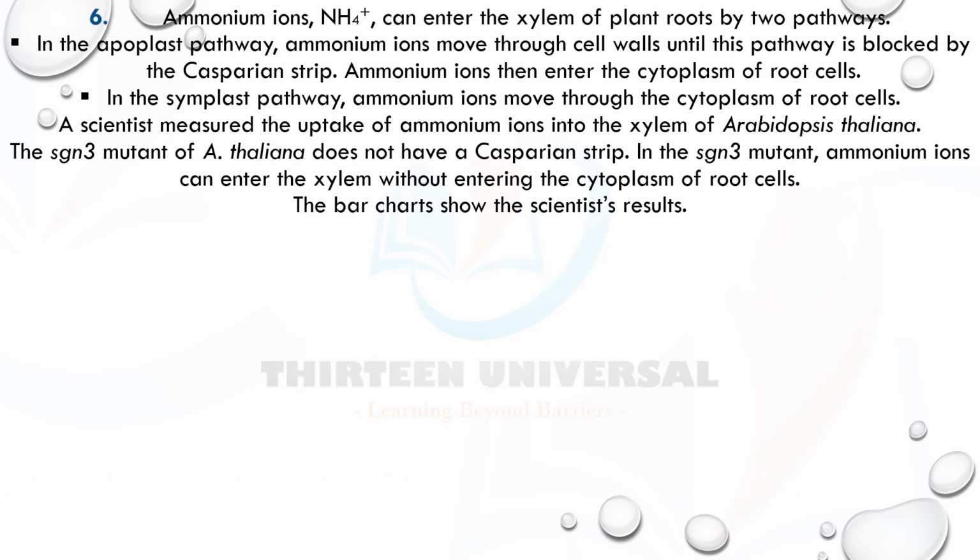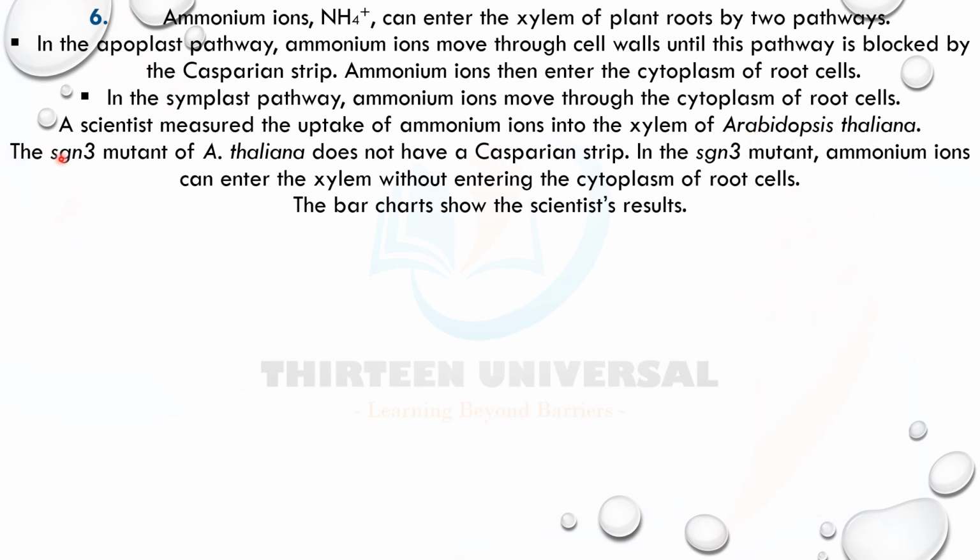Ammonium ion can enter the xylem of plant roots by two pathways. In the apoplast pathway, ammonium ions move through cell wall. So apoplast is through cell wall, okay, and this pathway is blocked by the Casparian strip, which is a band of suberin, okay, hydrophobic. They don't allow charged molecules to pass. Ammonium ions then enter the cytoplasm of root cells. All right, so in the symplast pathway, ammonium ions move through the cytoplasm of root cells. That's through plasmodesmata.